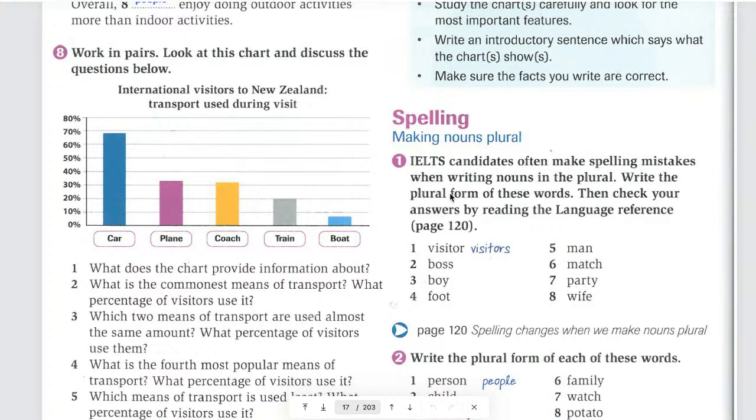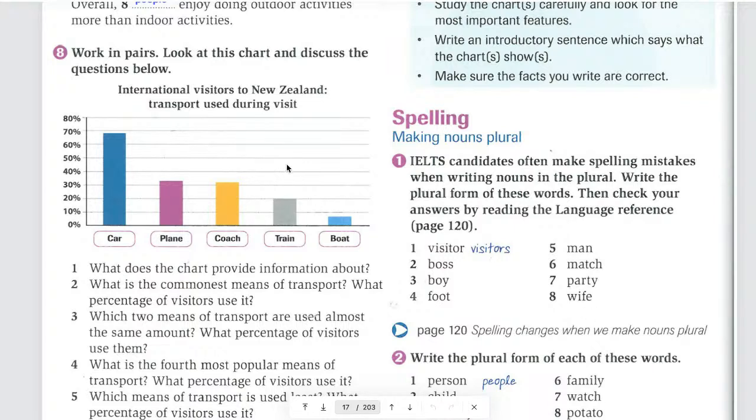So last time we already discussed this exercise. Exercise 8, international visitors to New Zealand, transport used during visit, and you already wrote this. So today I'm going to guide you how to make this step by step. In case you don't know how to do it properly, this will be a good guideline for you.